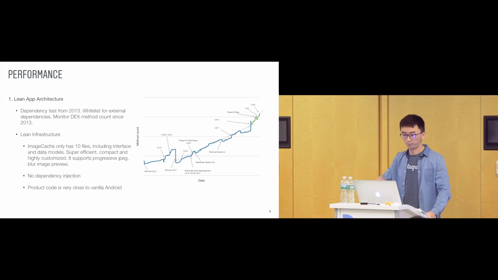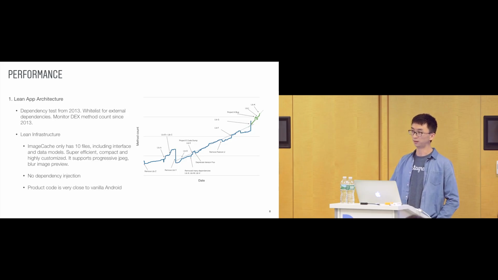So the first practice I'd like to mention here is related to today's talk title. It's called Lean App Architecture. We have been trying really hard to make sure the app is compact and the app is fast. That actually requires a non-trivial amount of work.